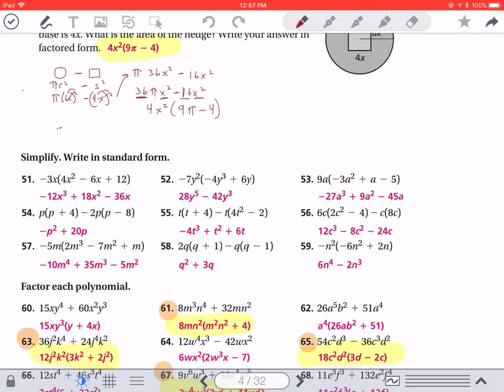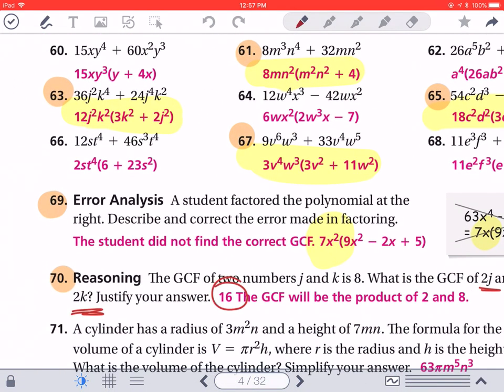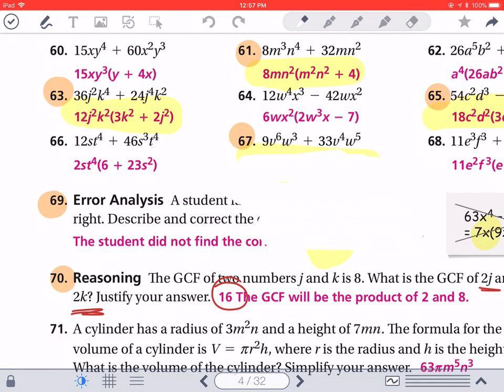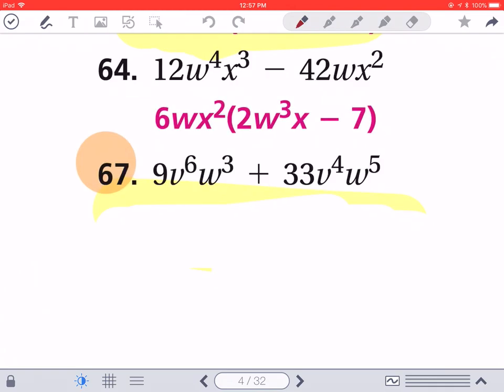Okay, let's do one more here. Let's do number 67. Let's make some room here. So 67, I'm looking at this, and I'm going to find the greatest common factor here, and the greatest common factor is going to be 3. So I can factor out a 3. They both have 4 v's and 3 w's in common.